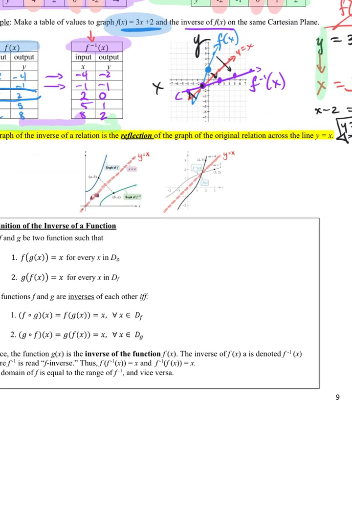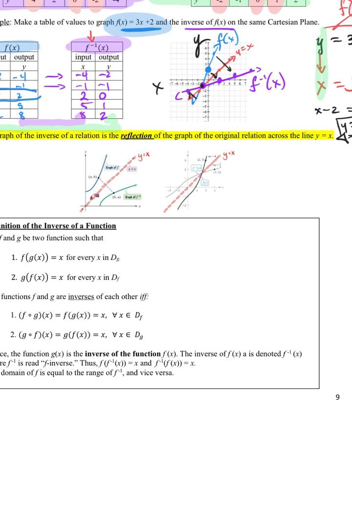So if we think back to when we were talking about whether a function was even, odd, or neither, if a function was even, there was something that we had to algebraically show to show that it was even, right? To show that f of x was even, we had to show that f of x equals f of negative x. Absolutely correct. And if a function was odd, we had to show that f of x equals negative f of negative x.